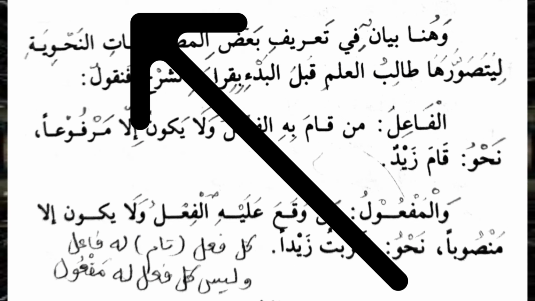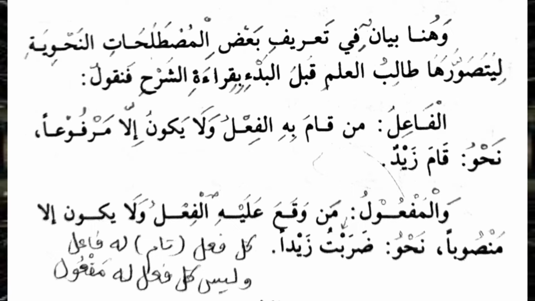وَلَا يَكُونُ إِلَّا مَرْفُوعًا, and that would not be but in the state of rafa', approximately nominative. Inshallah, when we get closer to the word rafa', we'll see what we have there. Nahwu: qama Zayd, Zayd stood. In this case, fi'l wa fa'il. So I'm going to call it verbal subject and verbal predicate, because it's a verbal sentence.